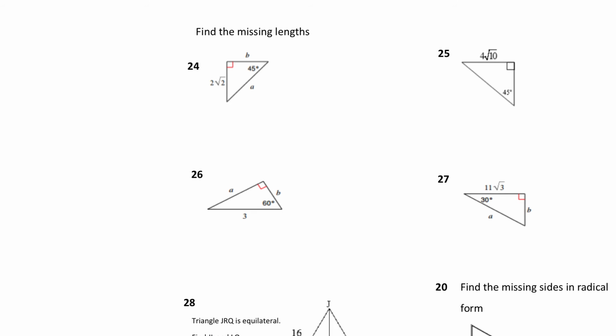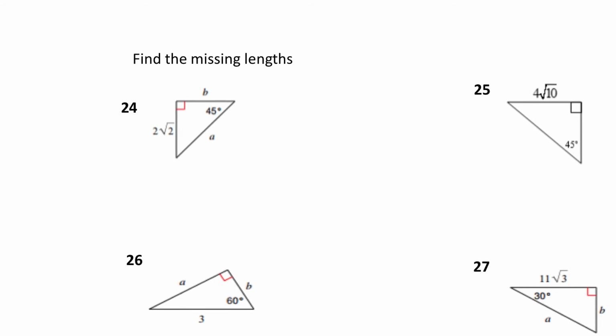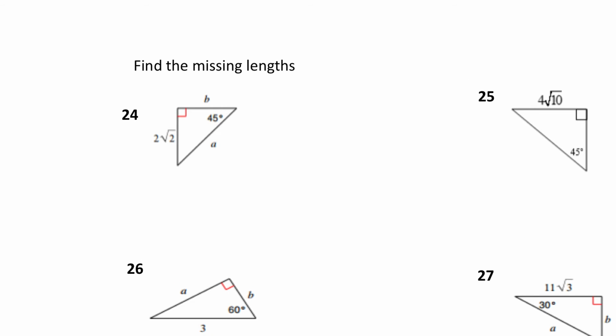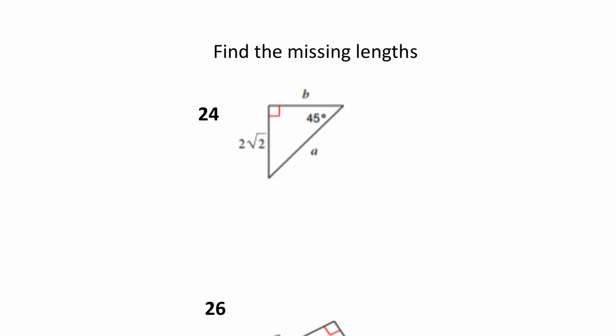Okay, next page, we're going to get into our special right triangles. Okay, so this first one is a 45, 45, 90. So on a 45, 45, 90, what do I know about these two sides? Sides are the same. They're equal. So this is just going to be the same, 2 square root of 2. Okay, it's going to be equal to this one here. Now, good. On the 45, 45, 90, what do we do going from here to here? You multiply by the square root of 2.